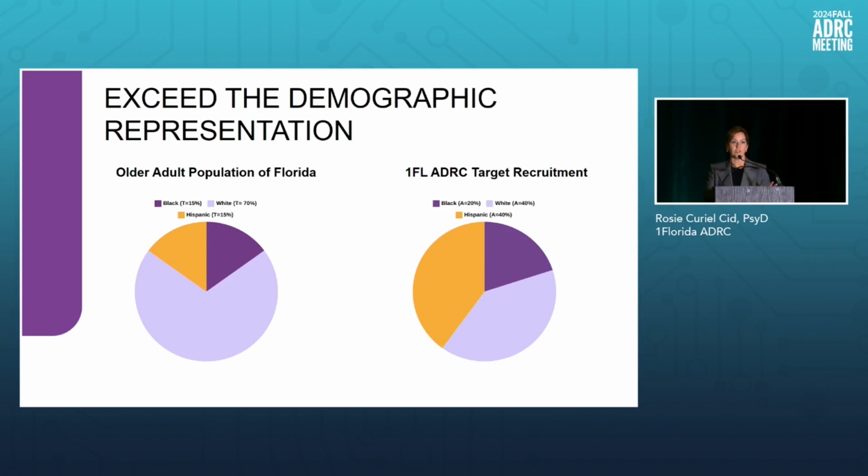So the One Florida Alzheimer's Disease Research Center is very committed to exceeding that demographic representation of Florida so that we could explore this intersection of biology and cognition and the way that people live their lives, in order to understand a little bit better the intersection of this with disease onset and disease progression. On the left, this chart depicts the older adult demographic population of Florida. You'll see it's about 15% Hispanic, 70% white, and 15% African American or Black. And on your left, you'll see the One Florida ADRC's target population. We've pushed the limits of what we believe we can do in terms of recruiting a more diverse cohort. Here, we deliberately set targets in our ADRC to recruit 20% Black African Americans and 40% Hispanic individuals, as well as 40% non-Hispanic white individuals.